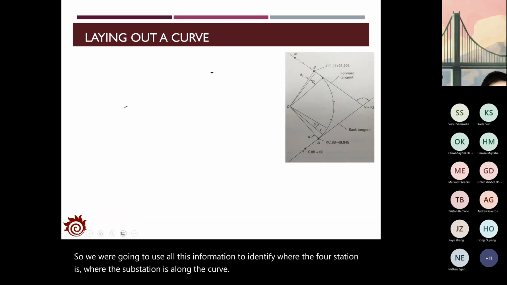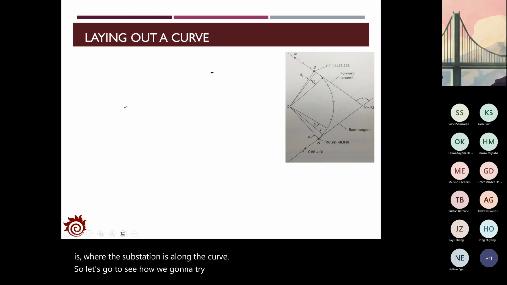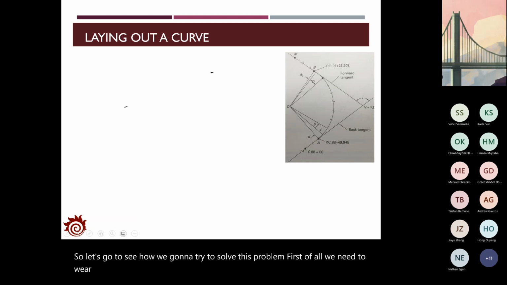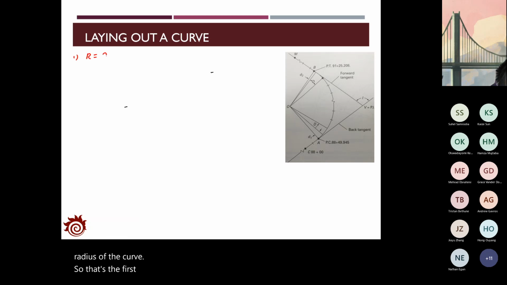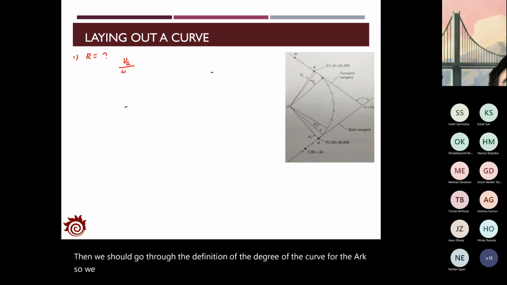So let's see how we're going to solve this problem. First of all, we are provided with the degree of the curve based on the arc definition, but we don't know the radius of the curve. So we first need to find out the value of R. Then we go through the definition of the degree of the curve for the arc. So we have dA divided by 100 meters equal to 360 degrees divided by 2 pi r.